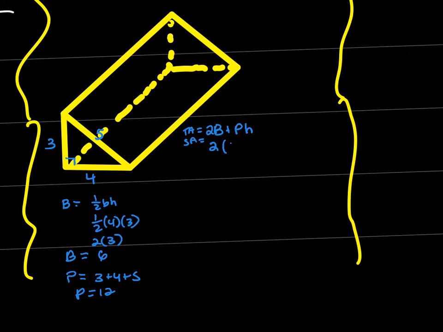So 2 times 6 plus the perimeter, which is 12, times the height. Oh, sorry, I didn't add it on. Let's again say that that's 10. So it'd be 12 plus 120, 132 units squared.